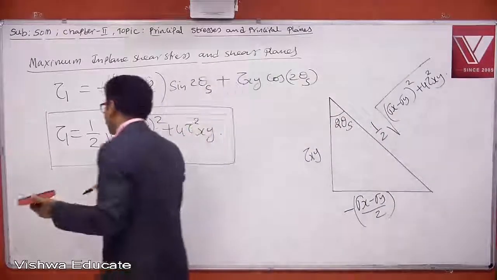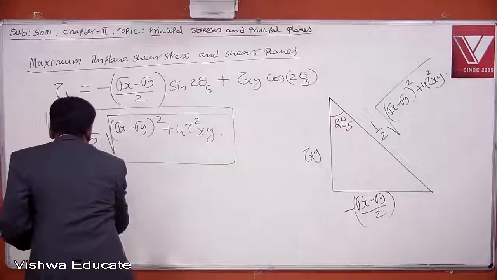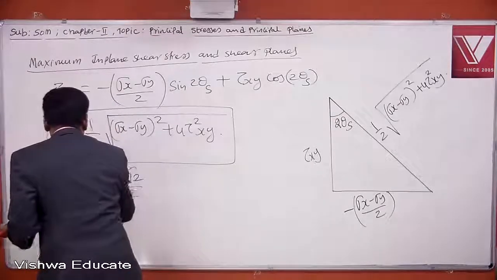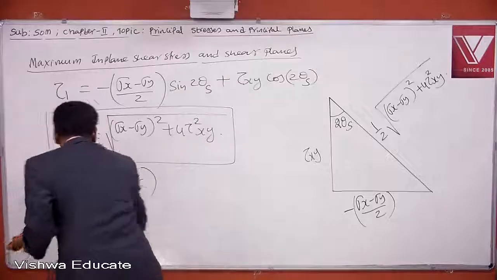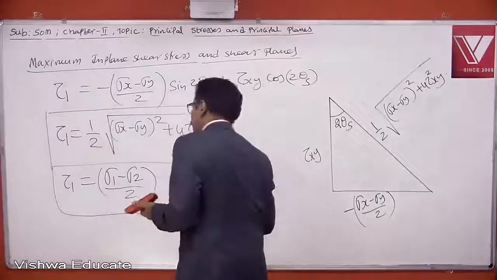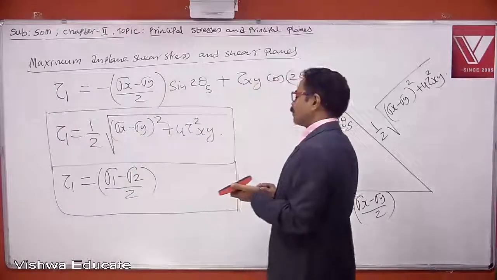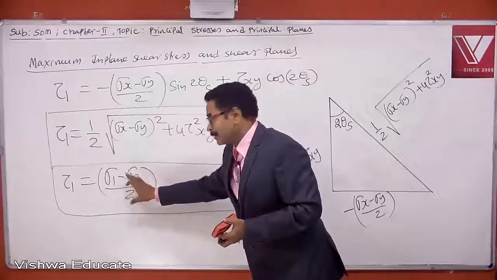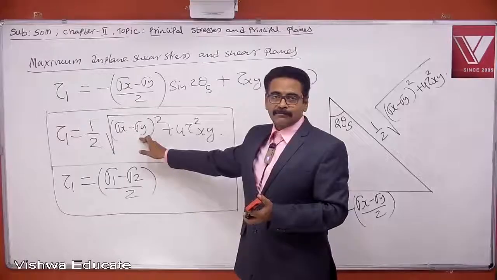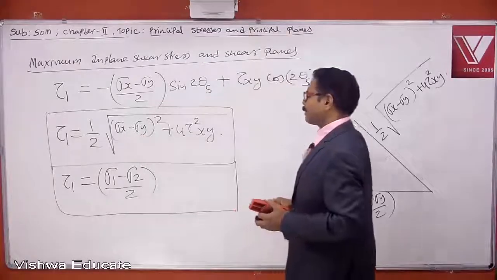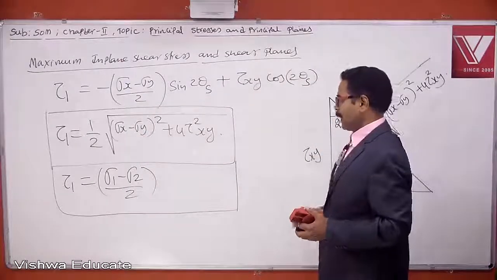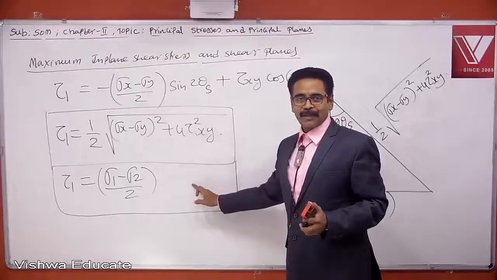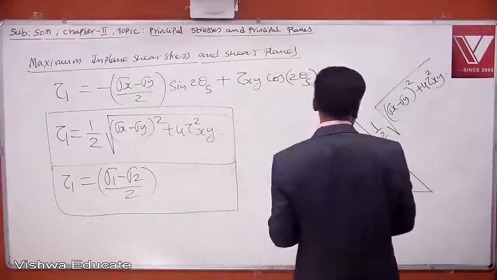This is also equal to (sigma 1 minus sigma 2) by 2. You can verify also. We know the sigma 1 formula, we know the sigma 2 formula. If you use this relation and simplify, again you will get back this. So, to find maximum in-plane shear stress, either you may use this formula or this formula. Please copy.